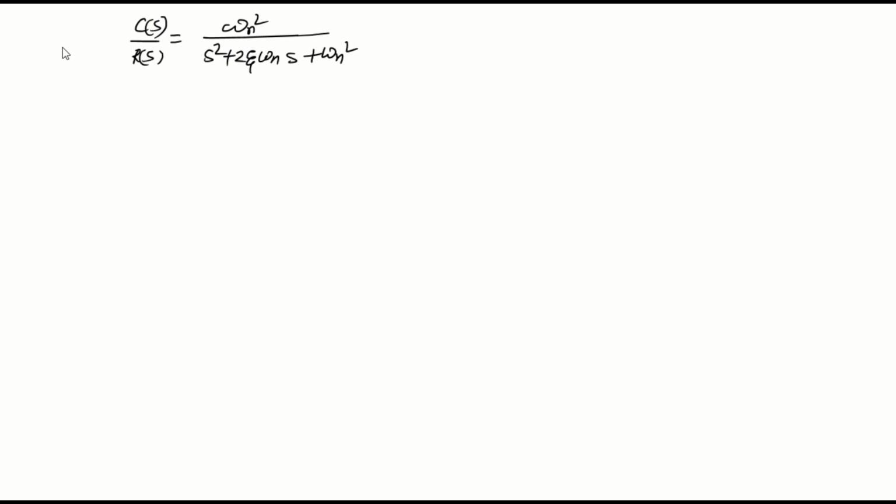In this transfer function, the denominator term is the characteristic equation. So let me write the characteristic equation: s square plus 2 zeta omega n s plus omega n square equals 0. We already discussed in the previous class that there are two roots of this characteristic equation, s1 and s2. This is a quadratic equation, so these two roots are minus zeta omega n plus or minus, since we are considering that the value of zeta is less than 1 and greater than 0.